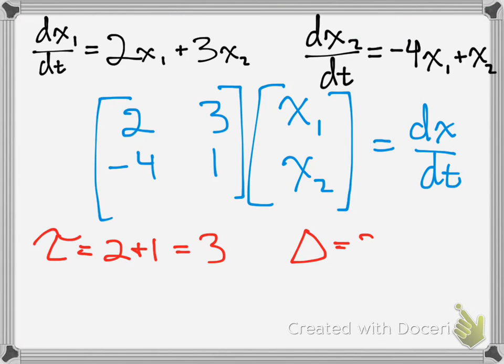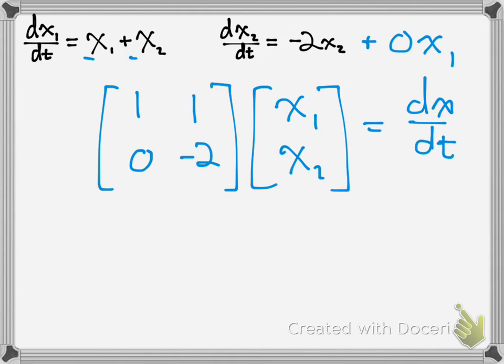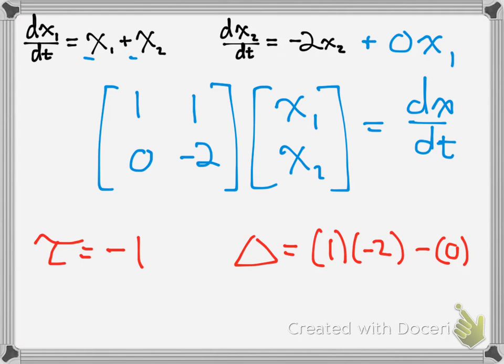So 2 times 1 is 2, minus 4 times negative 3, which would be plus 12, so the determinant is 14. Okay, let's do it again. Trace. Simply add these two numbers together and you get negative 1. 1 plus negative 2 is negative 1. The determinant, just to show my work, is 1 times negative 2 minus 0 times 1. So you would have negative 2 as your answer.